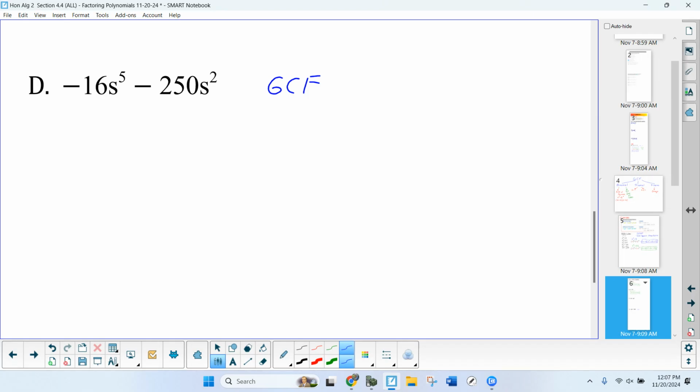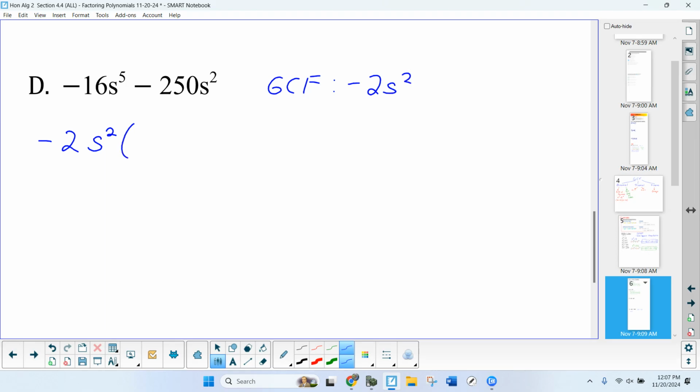Something s squared. Okay, s squared is part of it. And then the leading term is what? Negative. And then what's the biggest number that will divide evenly into 16 and 250? It is 2. Okay? So negative 2s squared. So there's your GCF. Negative 2s squared.